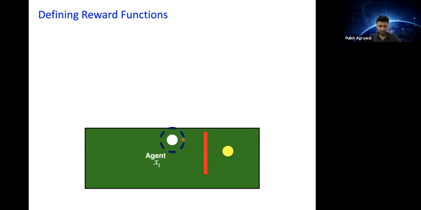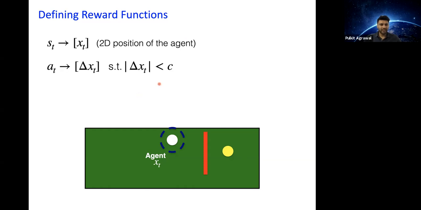Over here, suppose the agent state is represented by xt, which is the location of this white dot, and we can formally define the state space. And suppose the action that the agent has is to move this white dot by a small amount, delta xt, where delta xt is less than some constant c. So, for example, if I make one action, my agent might come at this location. If I take the second action, it goes in another location, and so on.